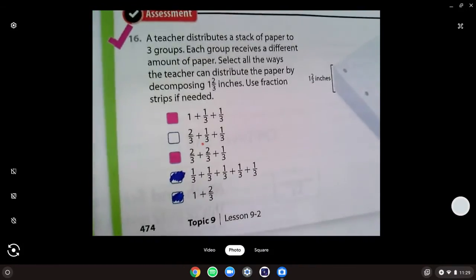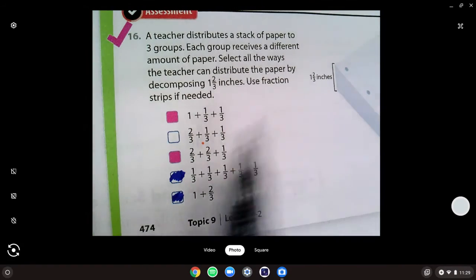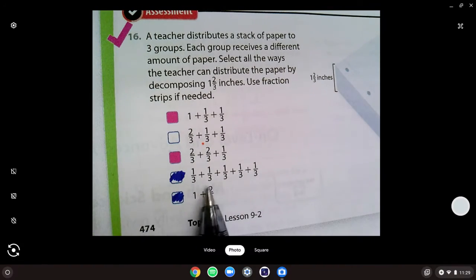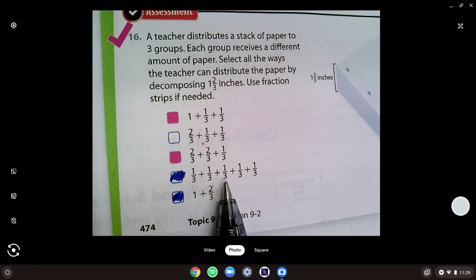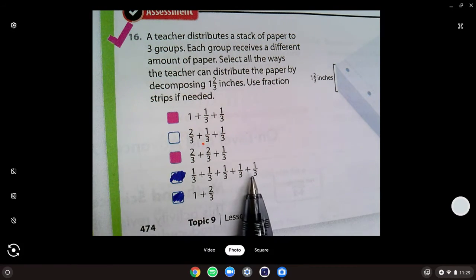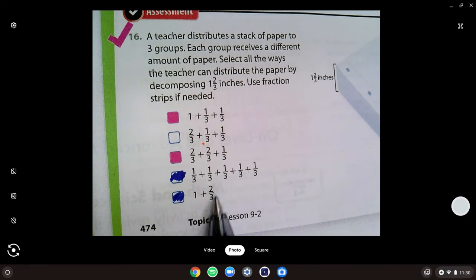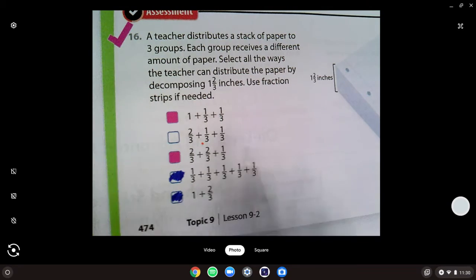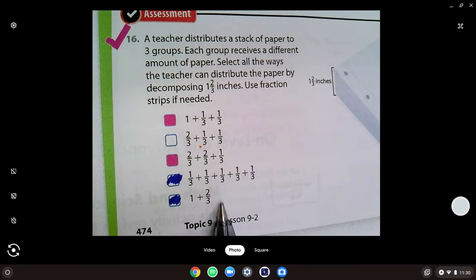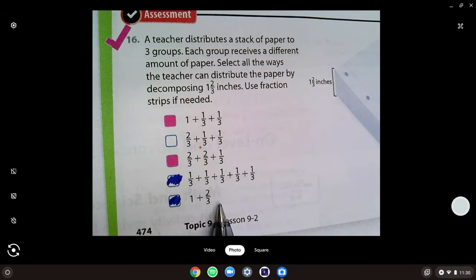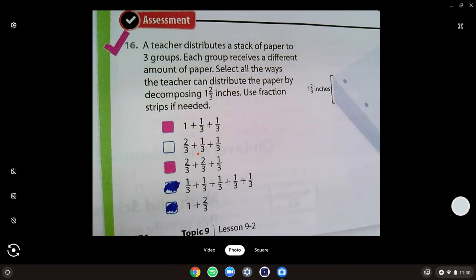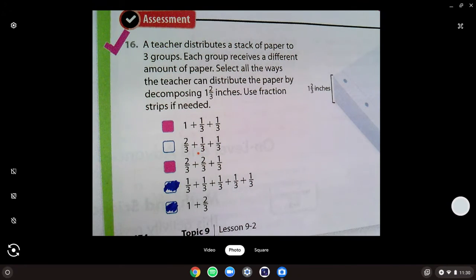And 16, select all the ways the teacher could distribute. The book said these two, and we realized that this one should be also, because 1/3, 1/3, 1/3 would be 3/3, which is 1, and then we'd have 2/3, so that one should work too. And we decided this one could work as a class because it's very similar to this one, even though it technically doesn't decompose it, because it's just separated the whole from the fraction. So if you didn't pick that one, that's okay. If you did, that's okay too. All right.